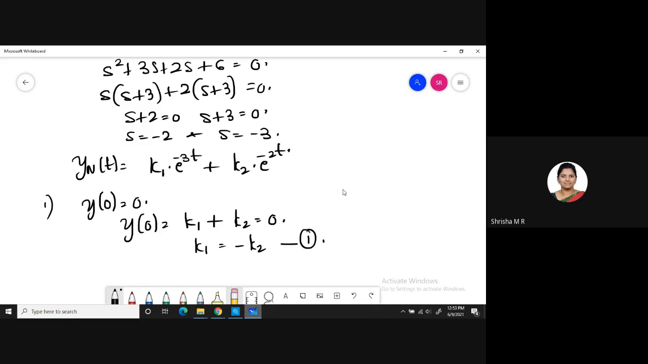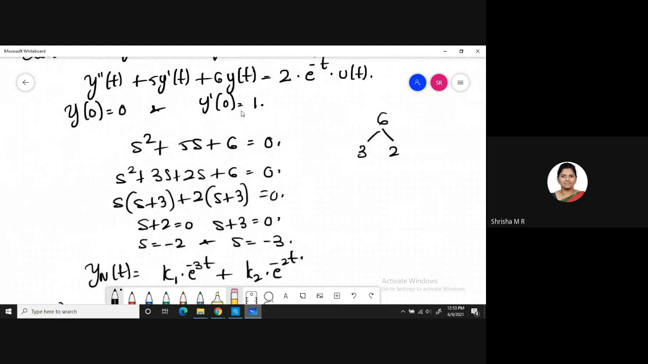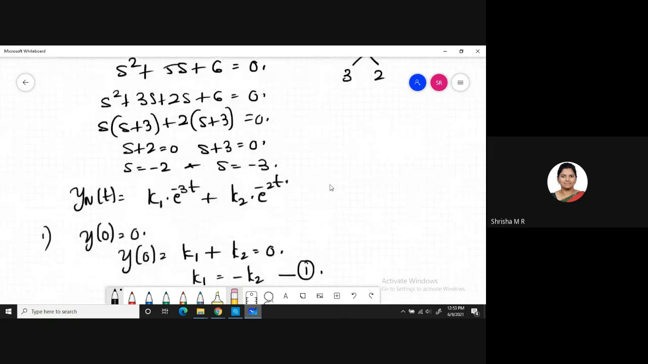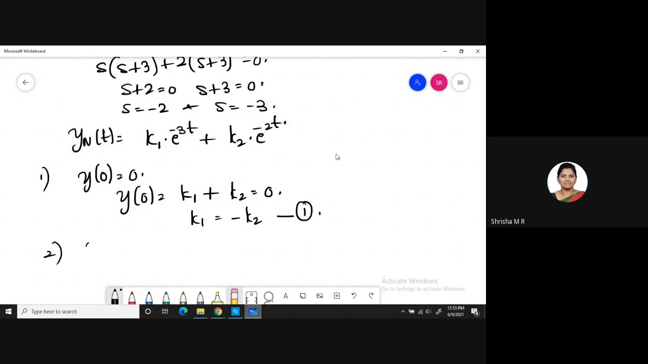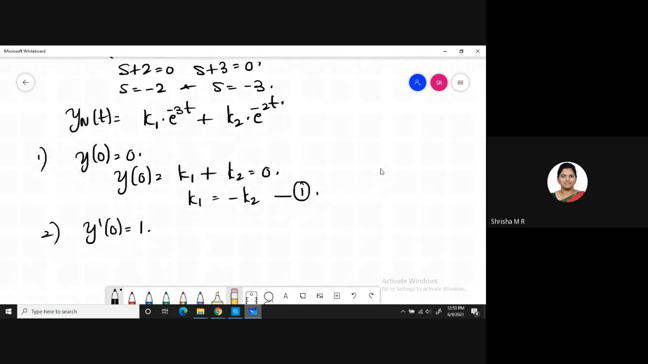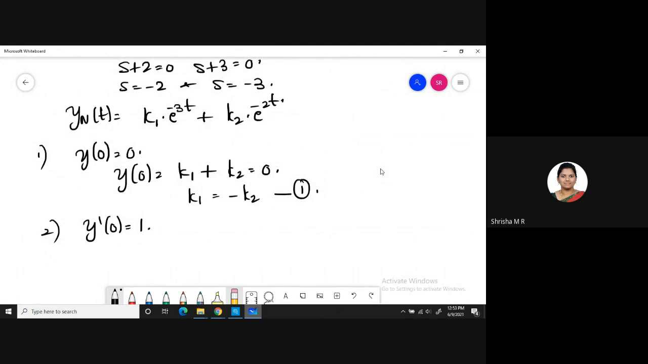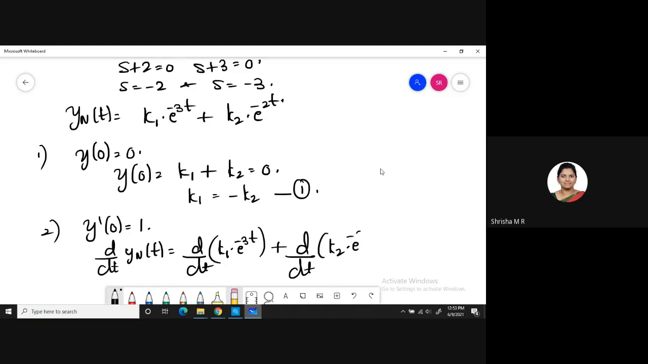Now next, they have given you another initial condition: y dash of 0 is equal to 1. So now make use of this next initial condition. You differentiate this equation yn of t, and equate that to 1. So d by dt of yn of t is equal to d by dt of k1 into e power minus 3t plus d by dt of k2 into e power minus 2t. Now that is equal to 1, right? So substitute this thing equal to 1.